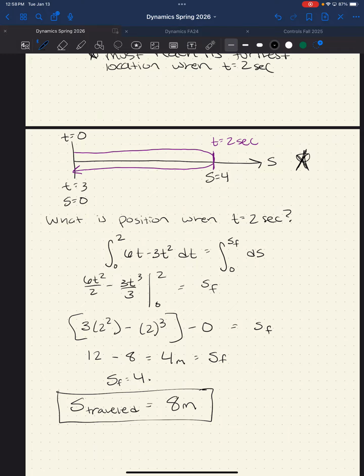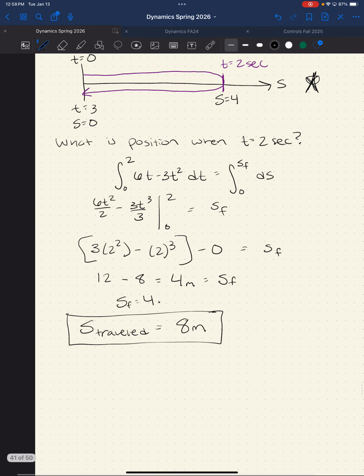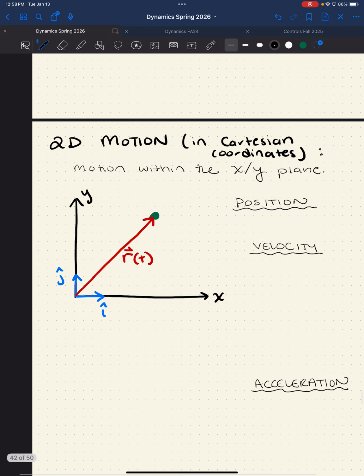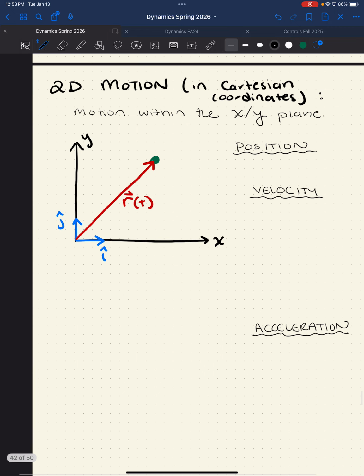Sweet, we did 1 dimension, hooray. Let's do 2. Let's add a direction of motion. Everything is going to be basically the same. All the relationships are the same. The only difference is that we're going to move from scalar quantities.